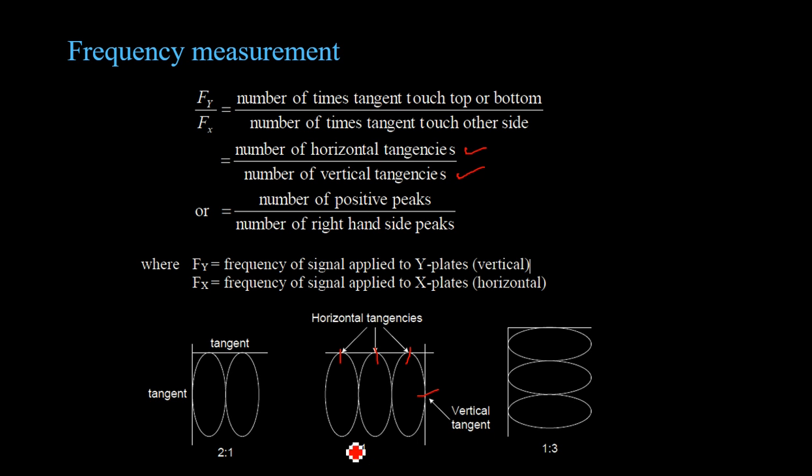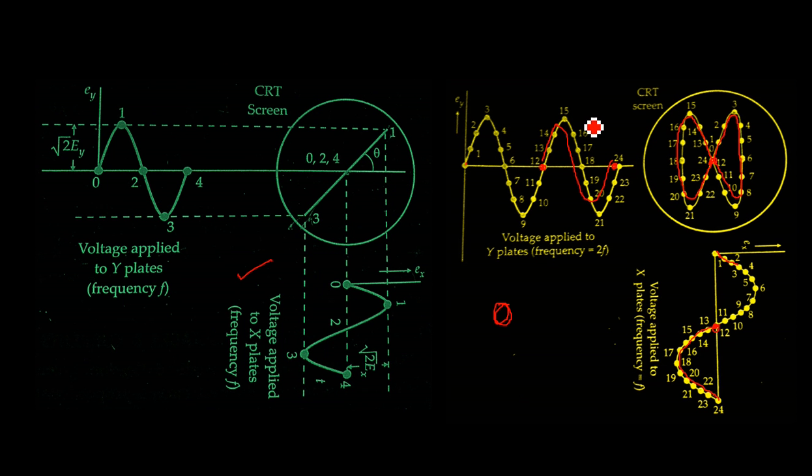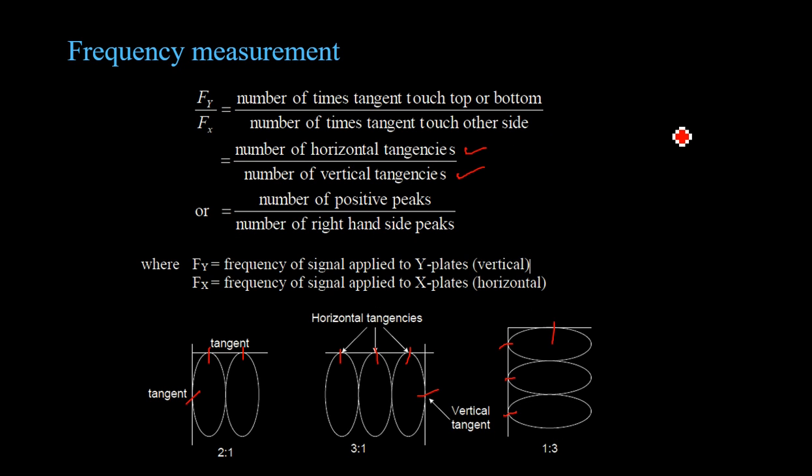So this is 3:1. Here you have 2 horizontal tangents and 1 vertical tangent. So this is 2:1. Here you have a single horizontal tangent and you have 3 vertical tangents. So this is 1:3. Here also you can see that you have double the frequency. So here we get 2 horizontal tangents and 1 vertical tangent. So here Fy by Fx is equal to 2:1. The vertical frequency is double the horizontal frequency. So that relationship can be obtained. And if you know any one of the frequencies, we can calculate the other one.